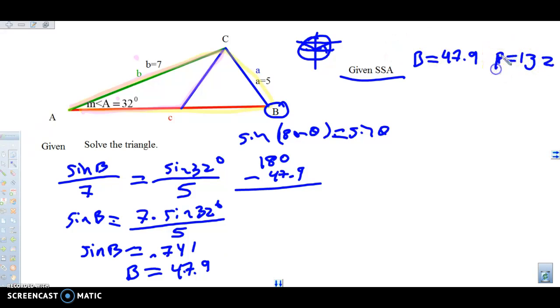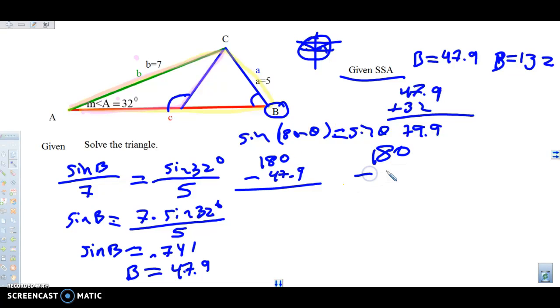Now, at this point, I'm going to say, if that's the case, can we figure out what the measure of angle C is? And the answer is yes, because the three angles add up to 180. Here we have the 47.9, there we have the 132, but we have 32 in the other one. We can go ahead and add 32 to this. So 47.9 plus the 32 is 79.9, that's about 80. And 180 minus about 80 is going to give us about 100.1. That would be the measure of angle C.